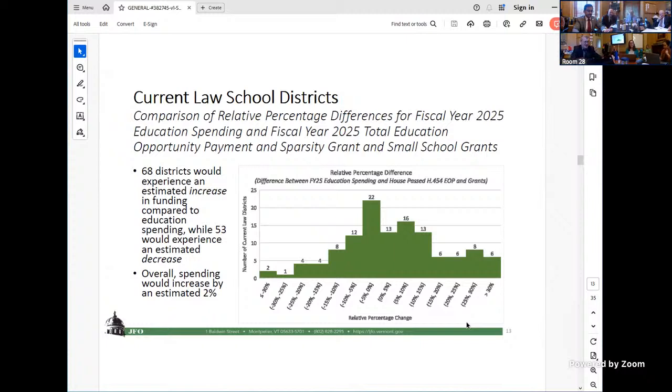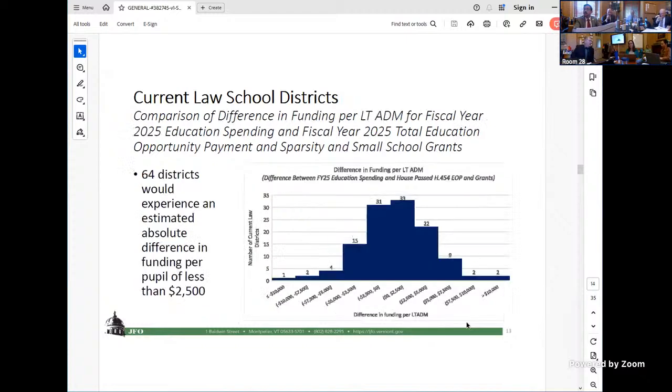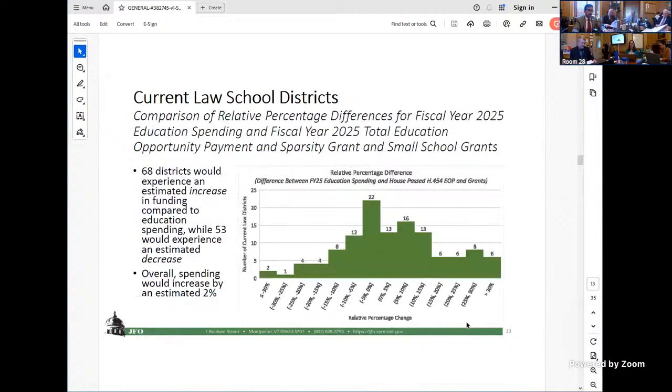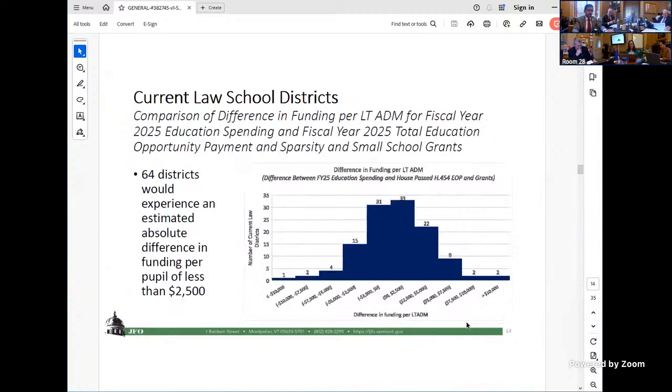So what we're looking at here is the relative percentage difference. All of the formatting is the same. If you can see colors, this is green, all of the green histograms are representing relative percentage changes. The other way that I've oriented the data for you is to look at difference in funding per long-term ADM, right? Because in the previous slide, all of the districts, regardless of size and number of pupils, are being counted uniformly. Here we're looking at the dollar difference in funding per student, essentially.